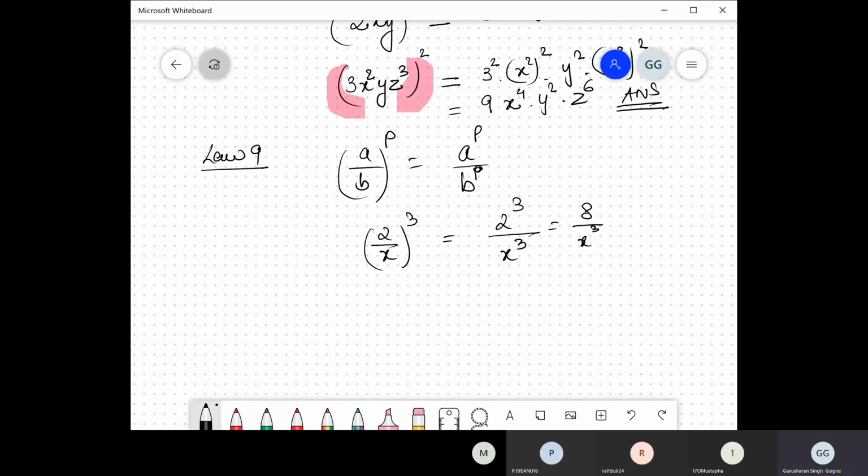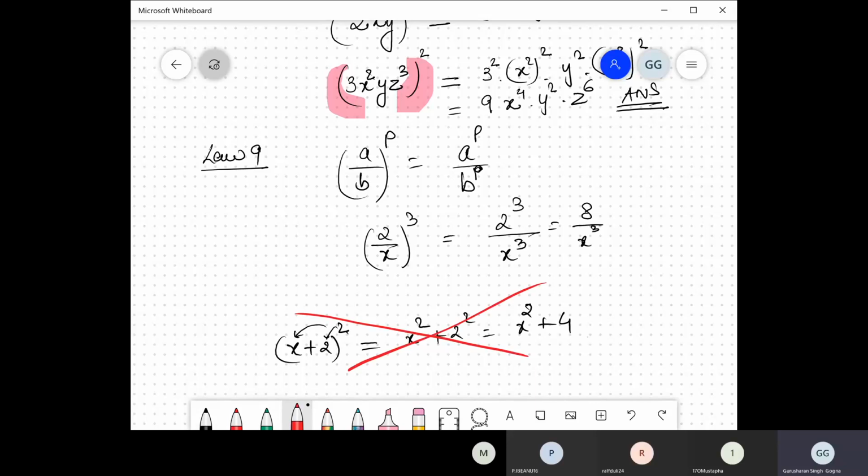Okay. Now, where students make silly mistakes: these laws you cannot use in case of addition or subtraction. For example, if I have x plus 2 whole square, you cannot say, let's write down x squared, I mean, 2 belongs to this, belongs to that. So x squared plus 2 squared. So the answer is x squared plus 2 squared is 4. This is wrong. Okay. Why?